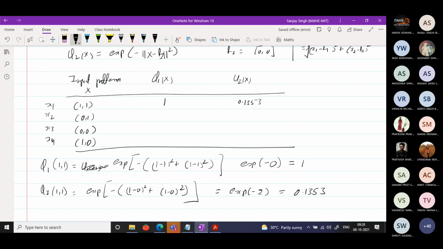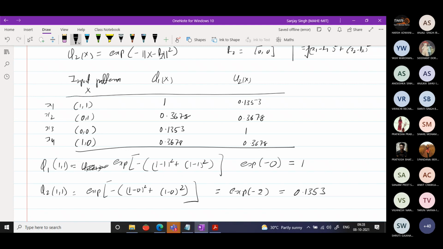So you can see this value comes out to be 0.3678. This value also 0.3678. You can calculate using the same process which I've explained. And this is 0, so 0.1353 and 1, and this will be 0.3678 and 0.3678.